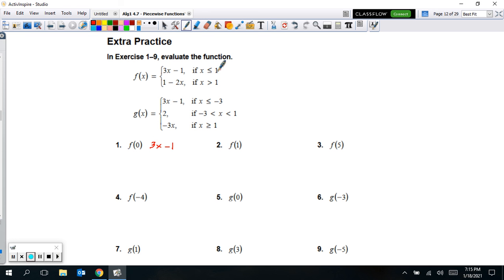So you've got to recognize where it is going to fall, so which piece of that function you need to use. And so now 0 can go into here, so you can see 3 times 0 minus 1, and so that's just going to give us 3 times 0 is 0, 0 minus 1 is going to be negative 1. So this is going to equal negative 1. So there's our answer for this one. We can say f of 0 equals negative 1.